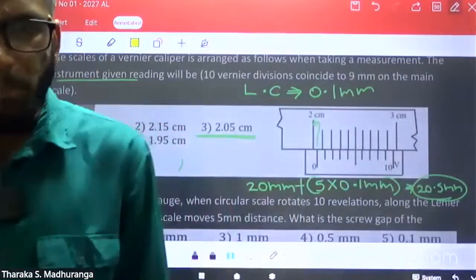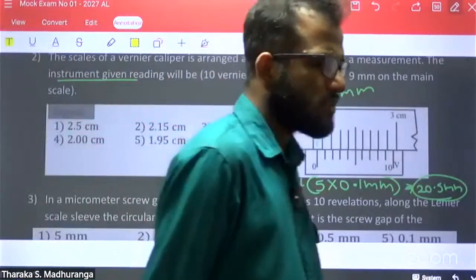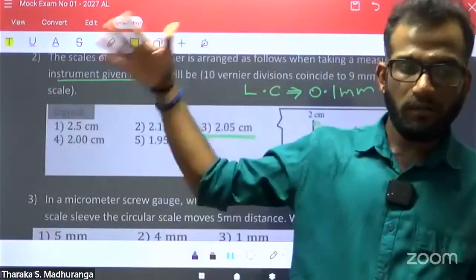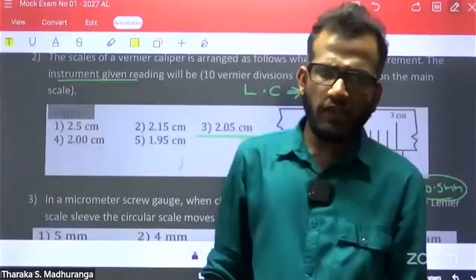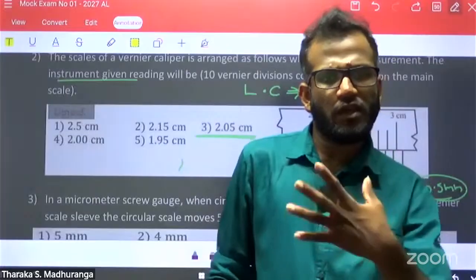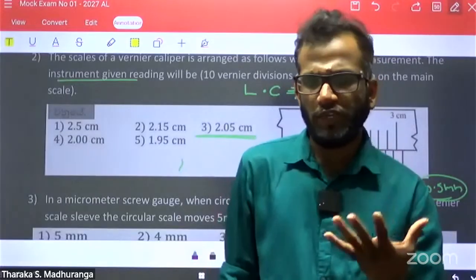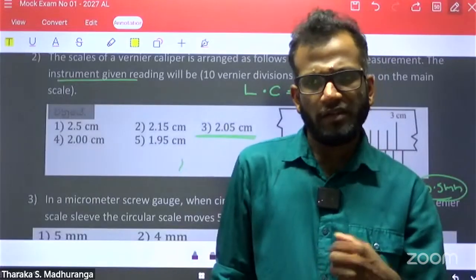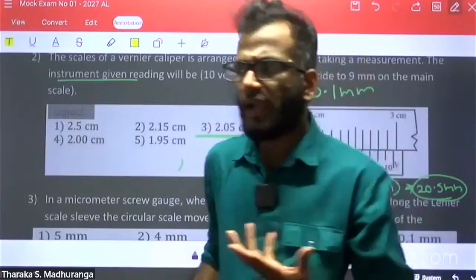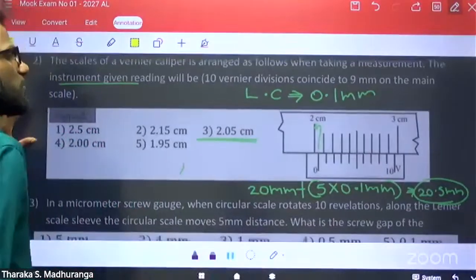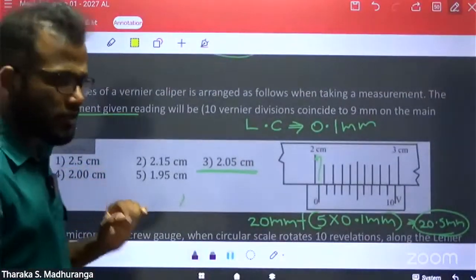Okay, they are very simple things. We discussed them in the measurement lesson. We did many exercises: how to read measurements, how to read vernier measurements, how we get errors, and how we get accurate measurements by adding or subtracting these errors. Everything we already discussed.